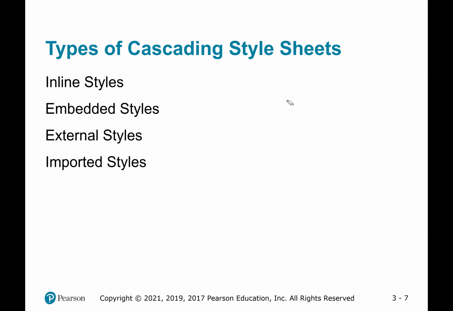Now, there are four major types of cascading style sheets. We are going to discuss the first three of them, and the fourth one is similar to the third one, so we are not going to discuss that. These four types are inline styles, embedded styles, external styles, and imported styles. Okay.